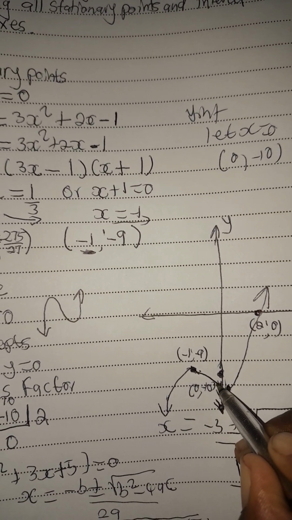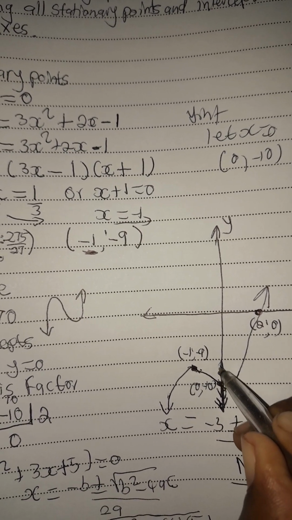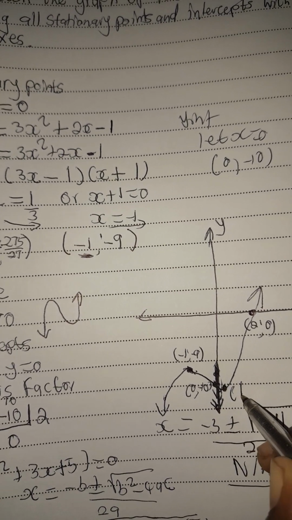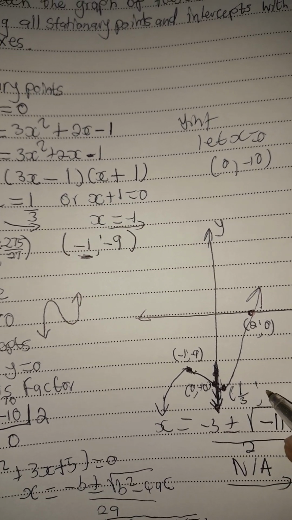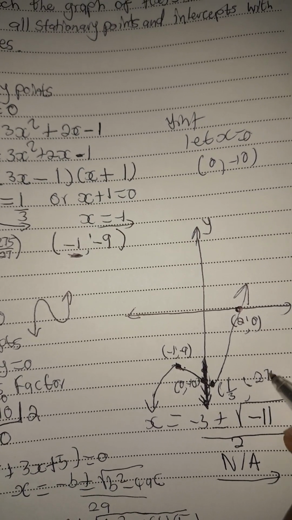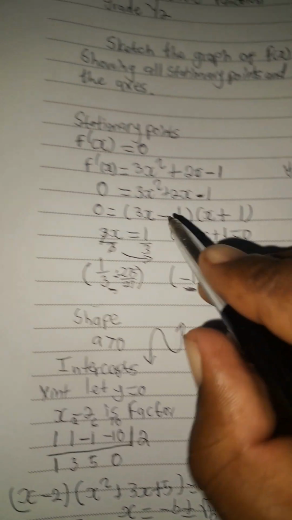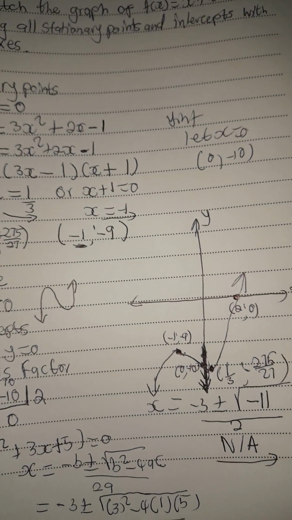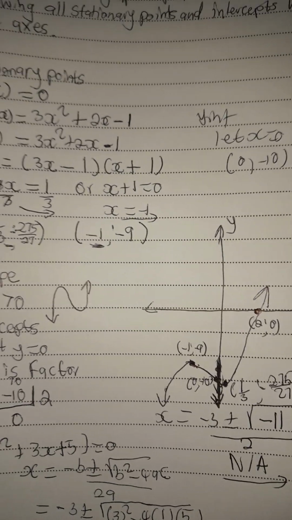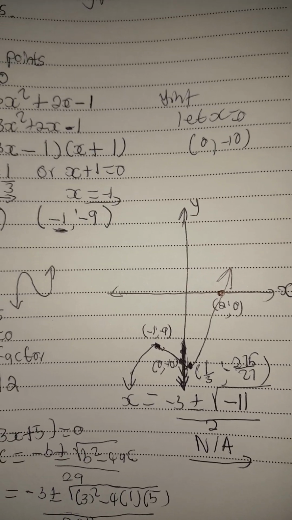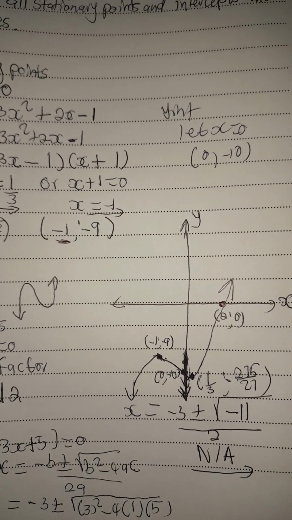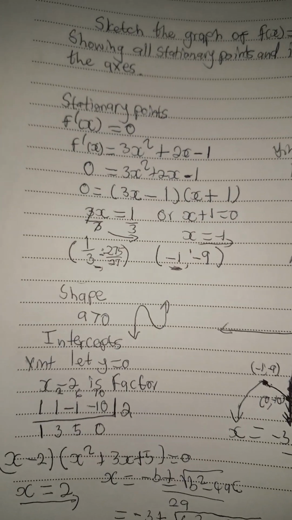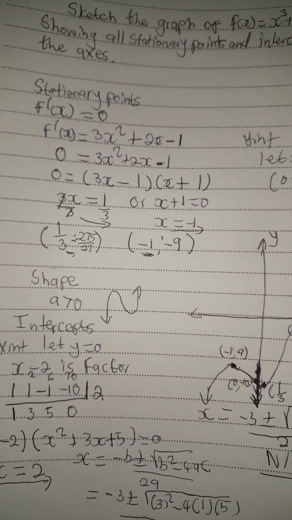So this is 0, negative 10, and this will be 1 over 3, as well as negative 275 divided by 27. Just as we predicted, we are going to have a local maximum and a local minimum in this case, since a is greater than 0. So this is how your shape will be. That's how we should do it, guys. Apply the principles. You only need 3 things: stationary points, shape, as well as intercepts.